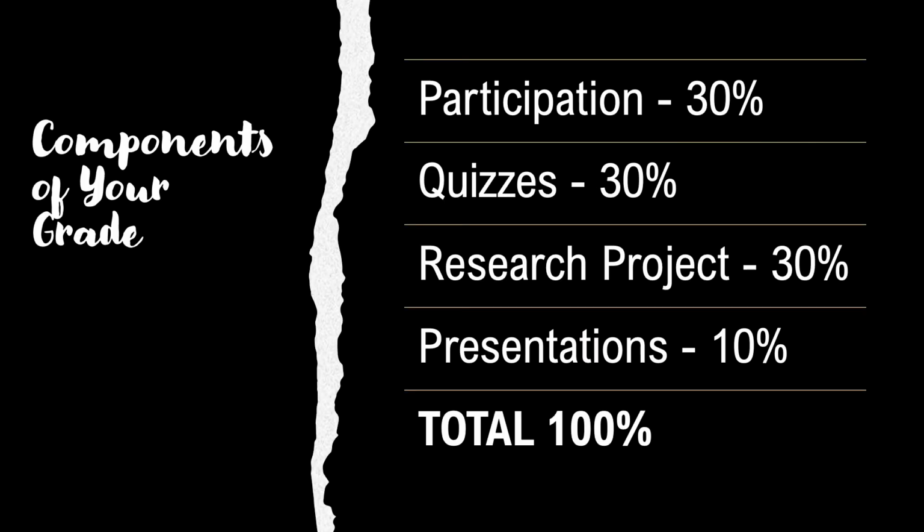So, assessments, assignments, what am I going to grade you on? What are the major requirements for you to complete in order to do well in this class? As you can see, there's basically 4 different parts of your grade: participation, quizzes, a research project, and presentations. That all adds up to 100%. I want to talk a little bit about the different parts of these so you can get a sense of what they're like.